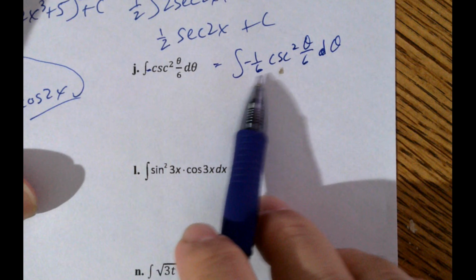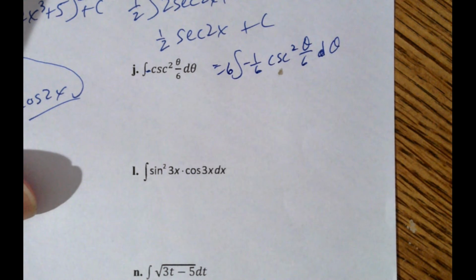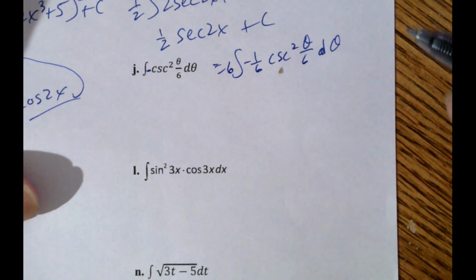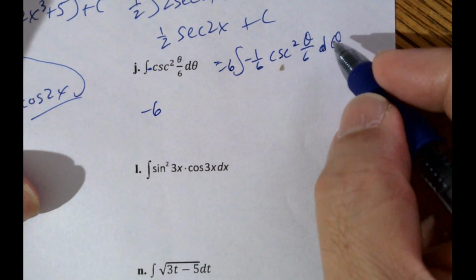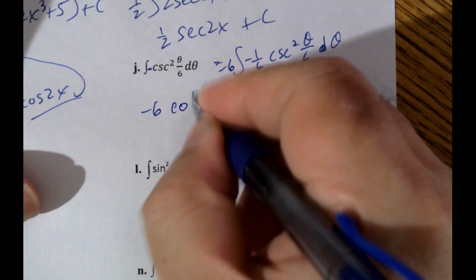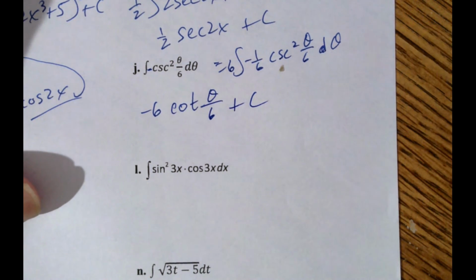So to compensate for that negative 1/6 I threw in, I'm going to put a negative 6 on the outside, right? Negative 6 times negative 1/6 is 1. All right, so then it becomes negative 6. The integral of negative 1/6 cosecant squared theta over 6 is cotan theta over 6 plus c, and that's the answer.